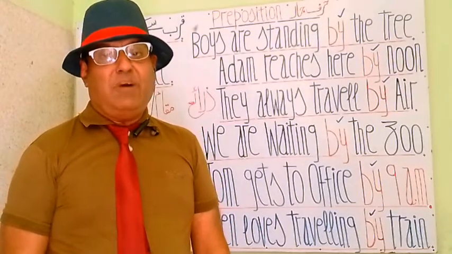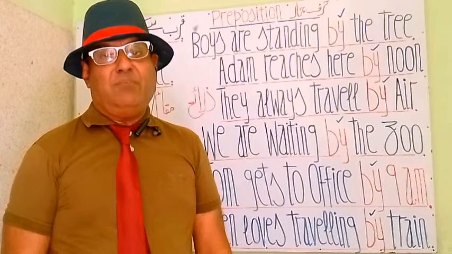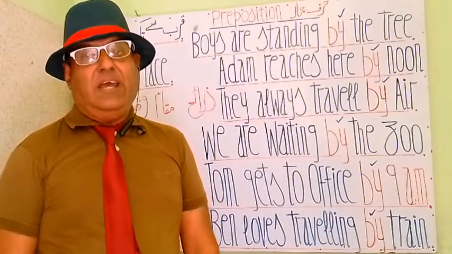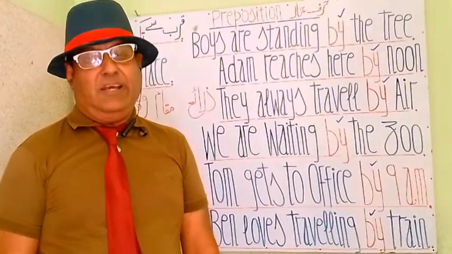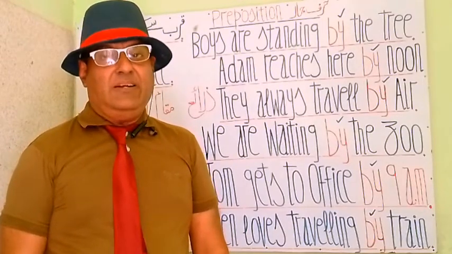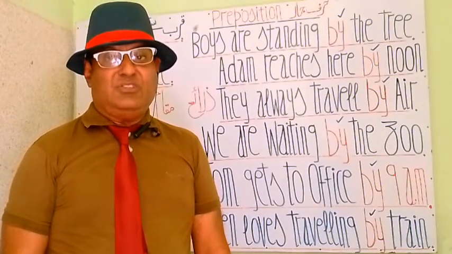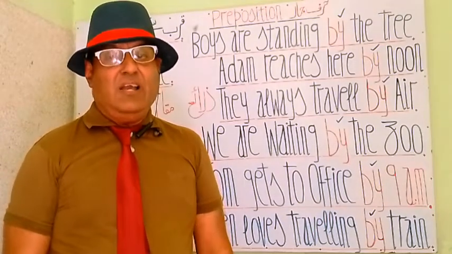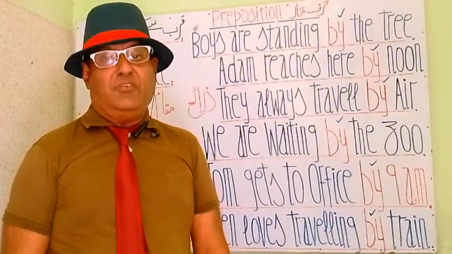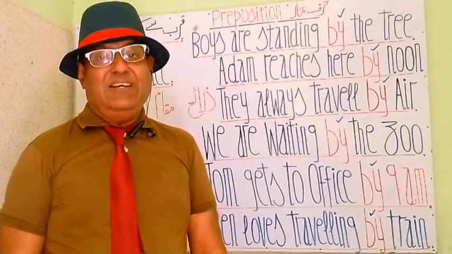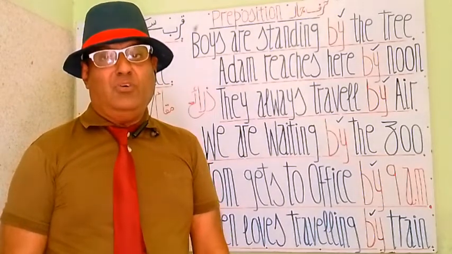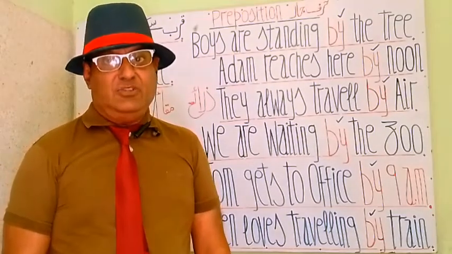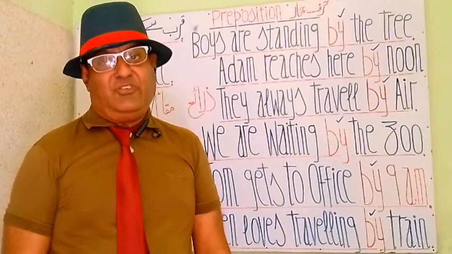Adam reaches here by noon. Adam दोपहर तक यहाँ पहुँचता है. A beautiful phrase, and here the by is used as a preposition of time. The by is used here as a preposition of time because noon means midday, exactly 12 o'clock. So by is used as a preposition of time in this statement.